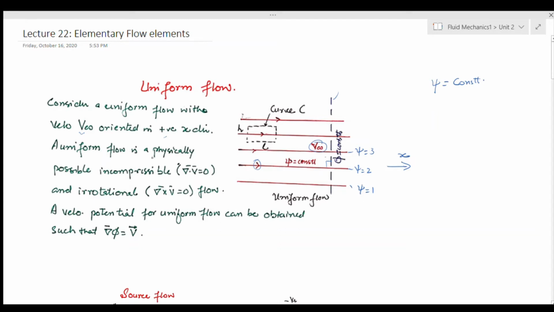Okay, so a uniform flow is a physically possible, incompressible, irrotational flow. So we are saying that this is a uniform flow which would be an ideal flow, and an ideal flow is incompressible, irrotational flow. Incompressible means del dot V would be 0, and irrotational flow would mean that del cross V would be 0.